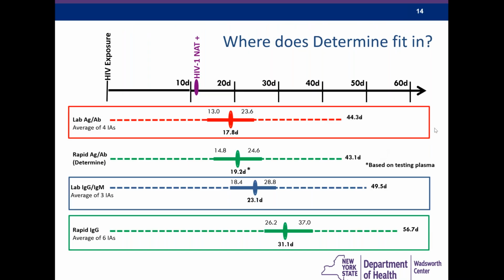And so if we return back to this visual again, we want to look at maybe where the Determine antigen antibody rapid test falls in. And so I placed that data on this slide, and you can see that the median for the Determine here is 19.2 days, so it's not quite as sensitive as the laboratory-based test. But again, this was using plasma samples.